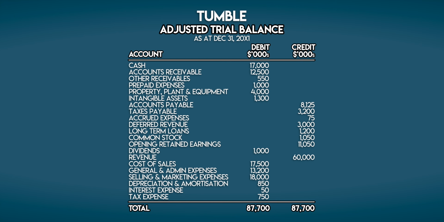This trial balance holds a complete list of Tumble's accounts and closing balances. Debit balances go in the left column and credit balances go in the right column. But how does this help us make an income statement?